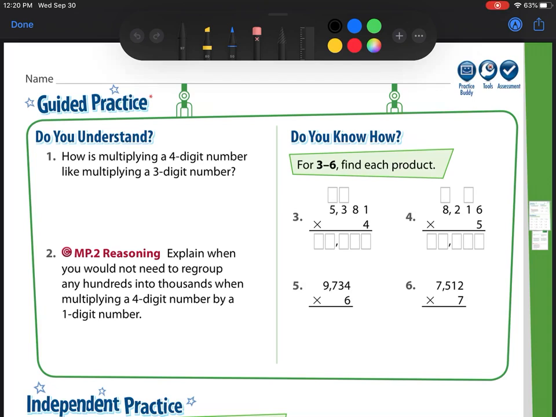We're on lesson 3.8, which is multiplying 4-digit by 1-digit numbers. And you'll notice it's going to be pretty much the exact same thing as what we did yesterday. When we had numbers like this, the only thing that's different is we're just adding an extra place value. We're just adding that thousands, but it's going to be all the same steps. And as luck would have it, that's actually what the first question talks to us about.